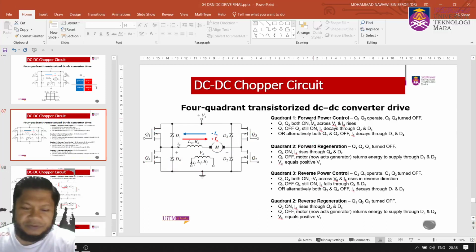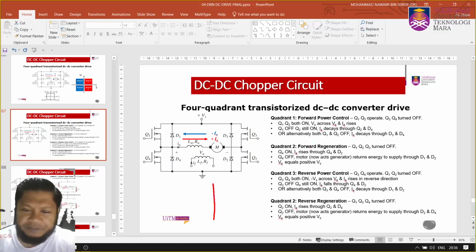So where is it? Forward regeneration is quadrant 2. Remember, you have omega or V here, or you can have torque, but it's current here. So this is Q1.